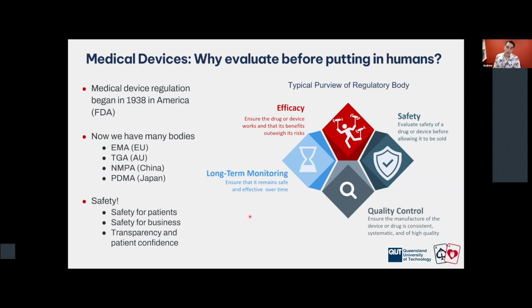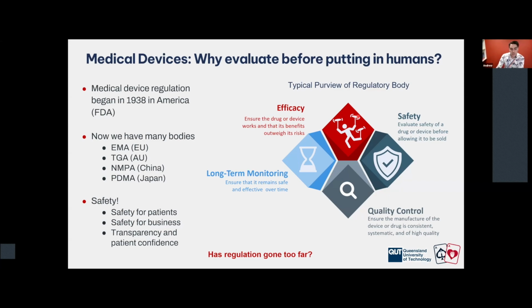And also long-term monitoring. So even once you do get market approval from your regulatory body, they will require you to regularly submit reports about the performance of your device, any edge cases, and any unexpected adverse events that have happened throughout your device's time on the market. So it's not just a one timestamp, okay, it's a continuous process.